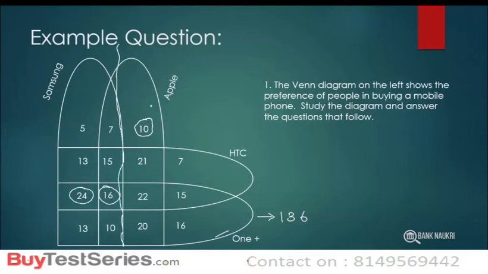So only 3 brands will be somewhere around here, correct? We know 10 is only Apple, so 10 is eliminated. 21 belongs to Apple, HTC, but not OnePlus, but we need only 3. So again 21 is eliminated. 22 belongs to Apple, HTC and OnePlus. 22 is the answer. That is one part.